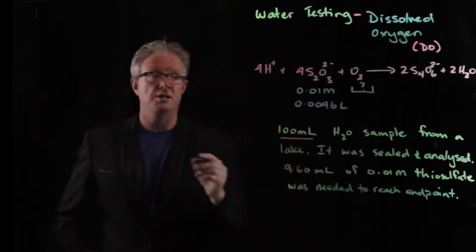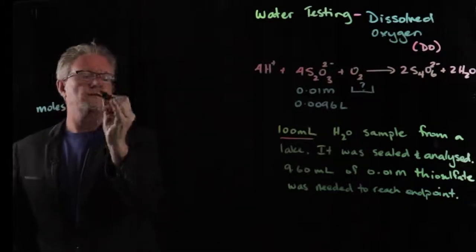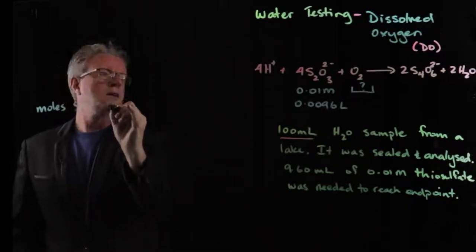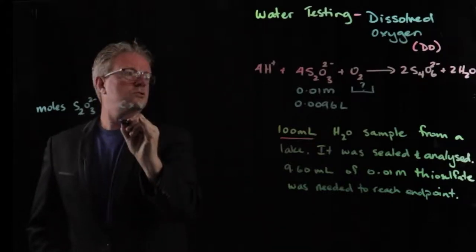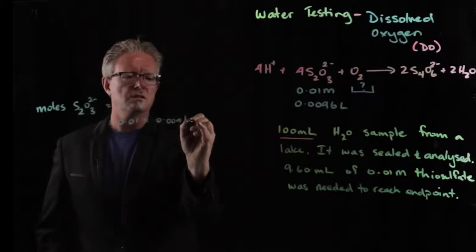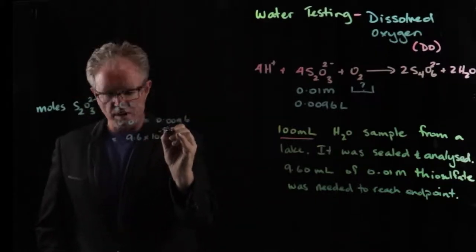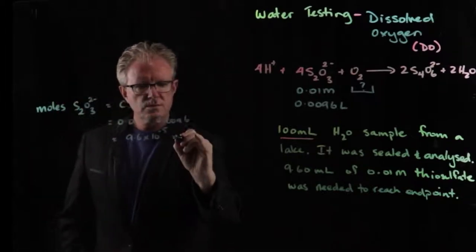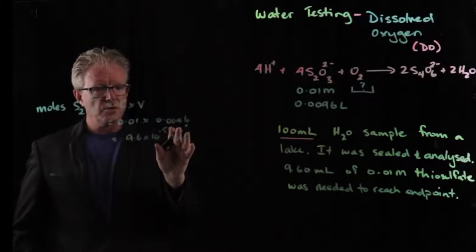So like any titration, we do the same thing. We would say moles of thiosulfate used is equal to concentration times volume. Concentration 0.01 times the volume 0.0096. Okay, and that's 9.6 times 10 to the minus 5 moles. So that is in moles.